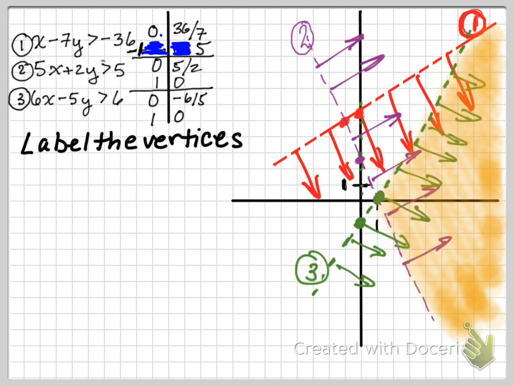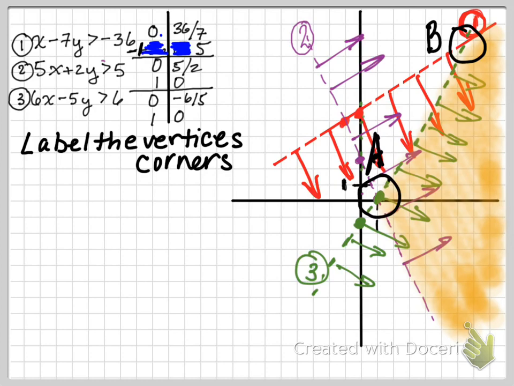There is going to be an additional instruction to label the vertices, and that means the corners. Another thing I say about the vertices is that the vertices are the corners. Label the corners of the solution set. So I have to label this and I have to label this. Now, I'm going to do it in two ways. One is I'm going to label them with letters. So I'm going to call that A and I'm going to call that B. That's just an arbitrary choice.